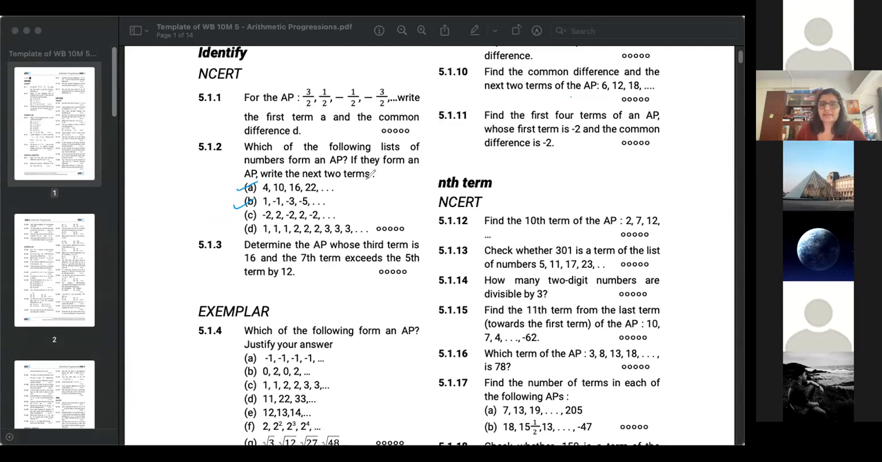A and B are in AP, correct? So for A, write down the next two terms. After 22, what are the two terms that come in? Or you can send both. Just write for A the next two terms, for B the next two terms. Nikki has sent in. Good. Correct. Neki and Dhruv, correct. Mansi also correct.